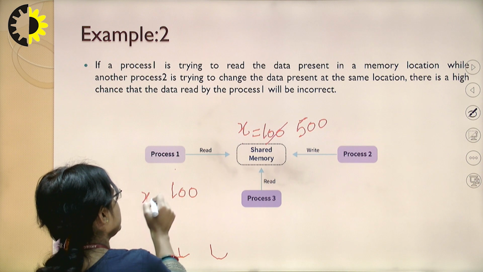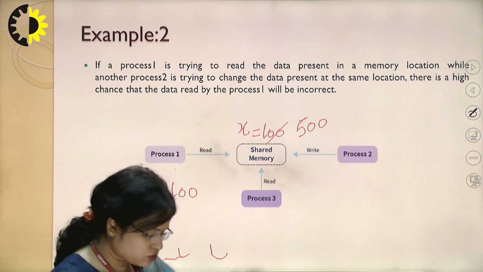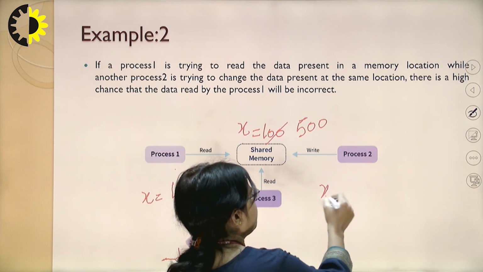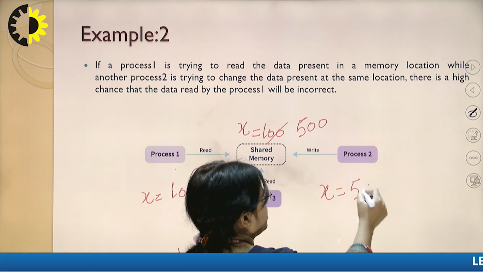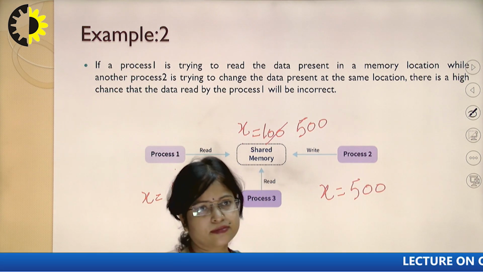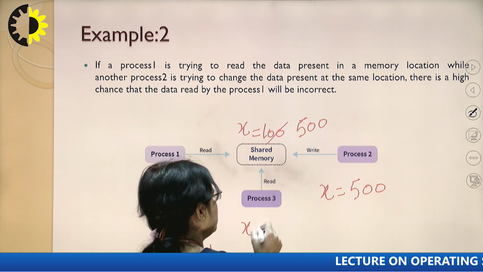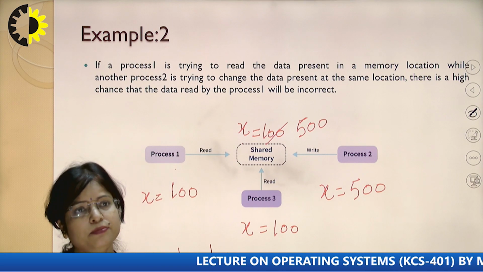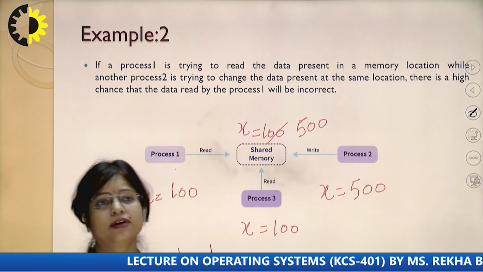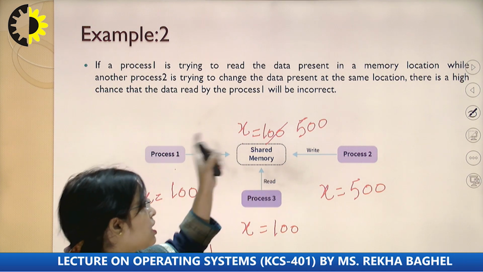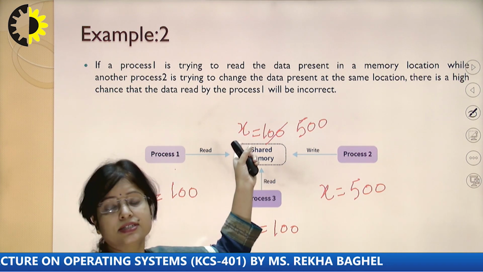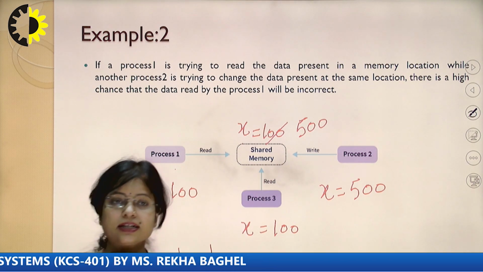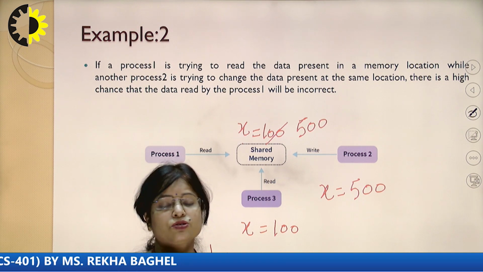X is equal to 100, while process 2 completes its execution and updates the value to 500. Now process 2 shows the value 500, but process 3 is still showing the value 100. X is a common variable, because all the processes are performing operations on this same variable. So this is the data inconsistency, the next issue that arises due to race condition.